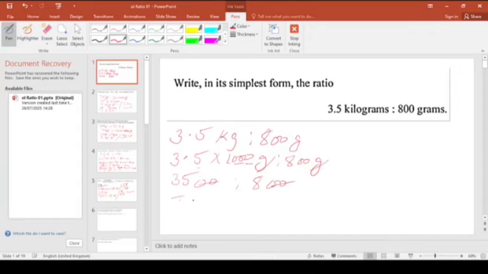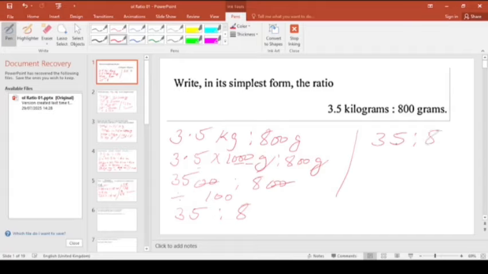We can also perform the mathematics by dividing both of them by 10, which also gives the same result. Dividing them by 100, because there are two zeros, also gives the same result. That is 35 ratio 8. It cannot be further simplified, because there is no common factor for 35 and 8. So in its simplest form, this is 35 ratio 8.